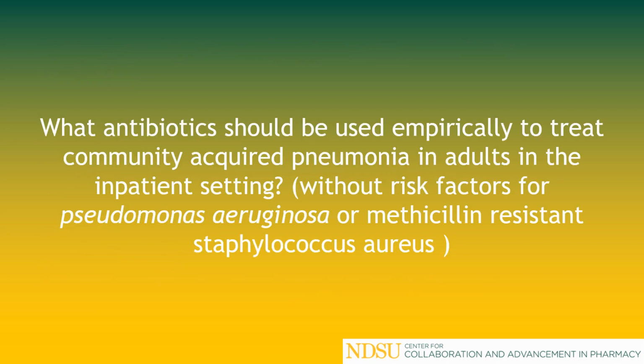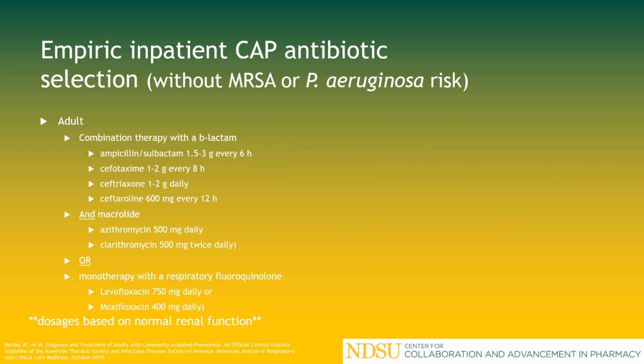Our next question is, what antibiotics should be used empirically to treat community-acquired pneumonia in adults in the inpatient setting without risk factors for Pseudomonas aeruginosa or methicillin-resistant Staphylococcus aureus? The choices for empiric inpatient community-acquired pneumonia antibiotic therapy without MRSA or Pseudomonas aeruginosa risk are combination therapy with a beta-lactam like ampicillin sulbactam, cefotaxime, ceftriaxone, or ceftaroline, and a macrolide like azithromycin or clarithromycin, or monotherapy with a respiratory fluoroquinolone like levofloxacin or moxifloxacin. Remember, these dosages are based on normal renal function.